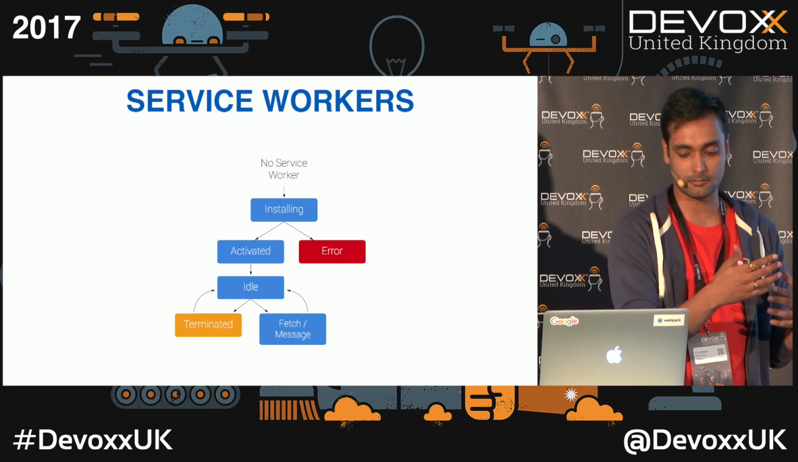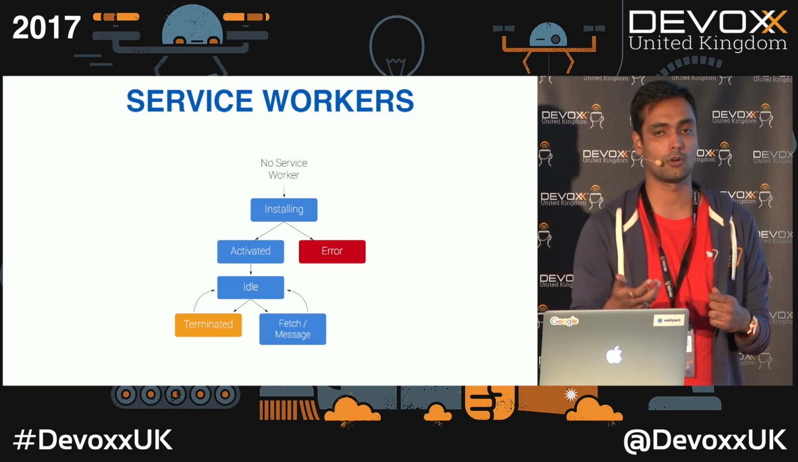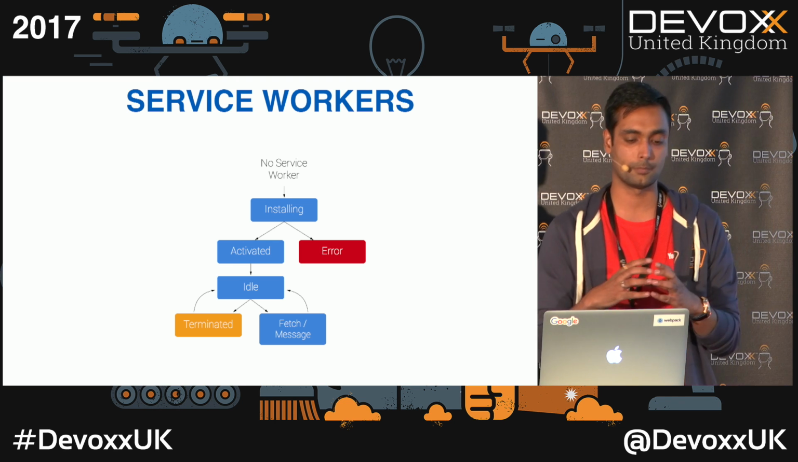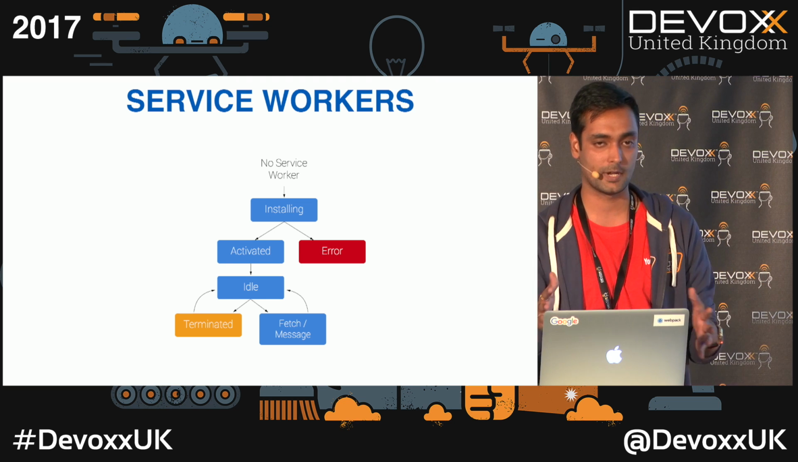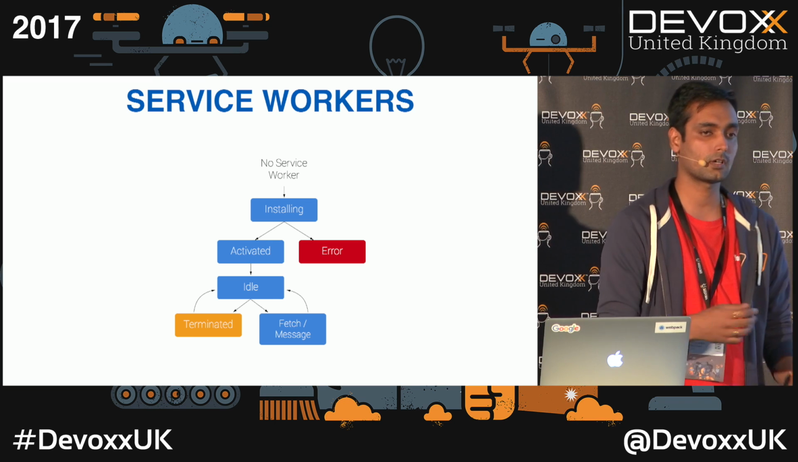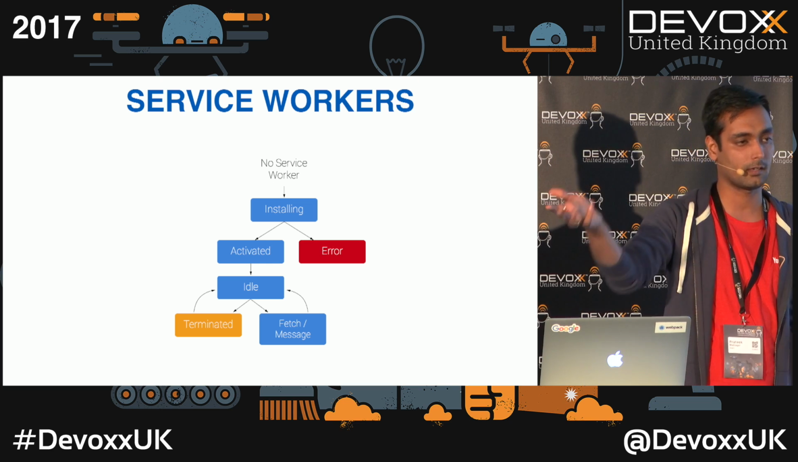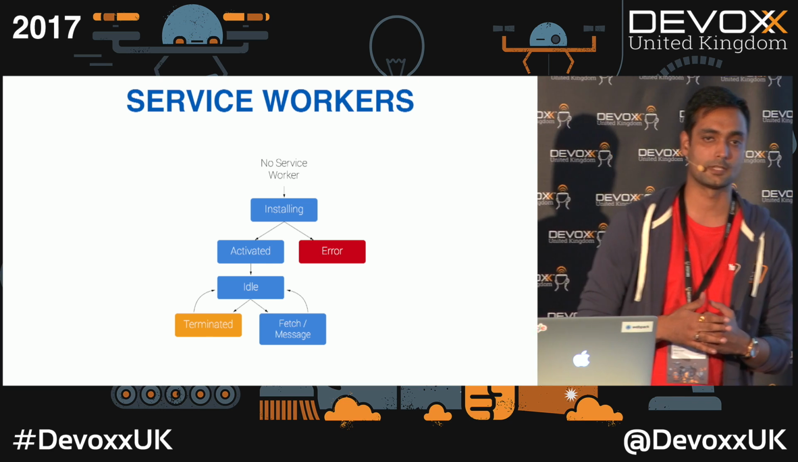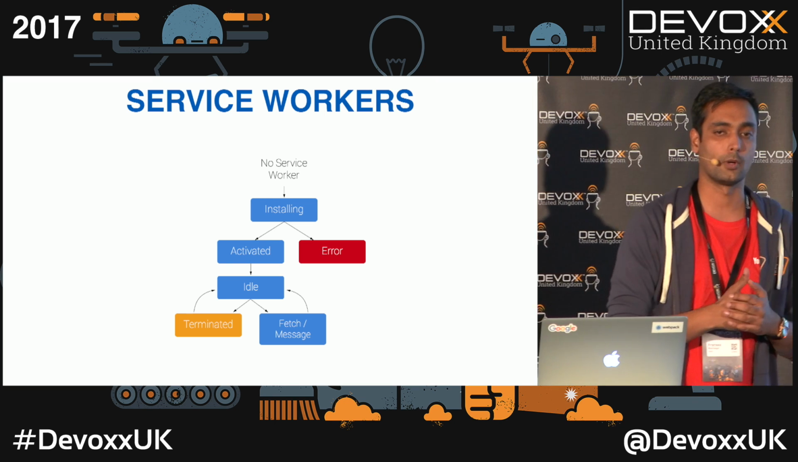After getting activated, your new service worker file will get control of your particular page. After that, if there is nothing being executed, it will be put into idle. From idle, service workers are woken up by the browser on particular events. So if you are making a network request, your service worker will be notified, hey, this is a network request going out from this website.